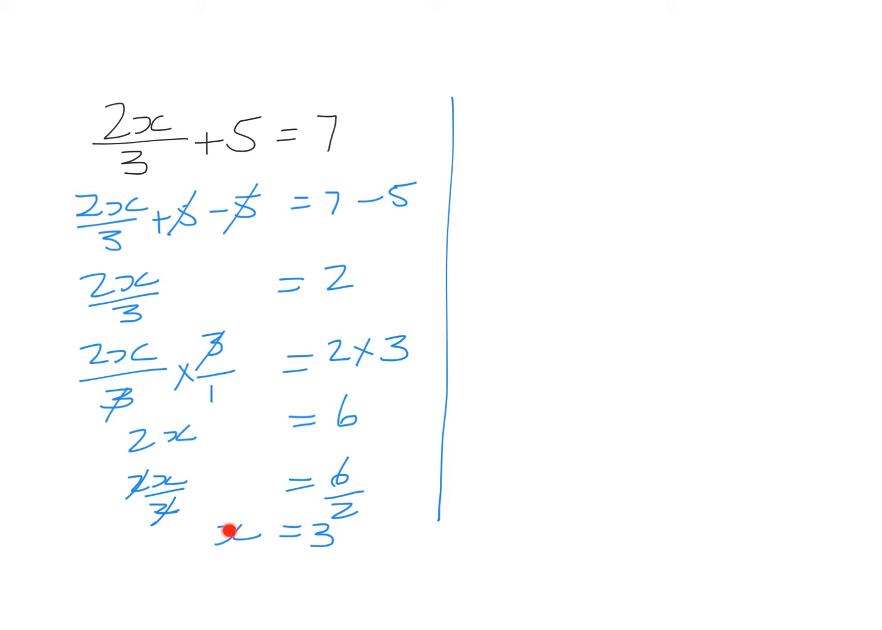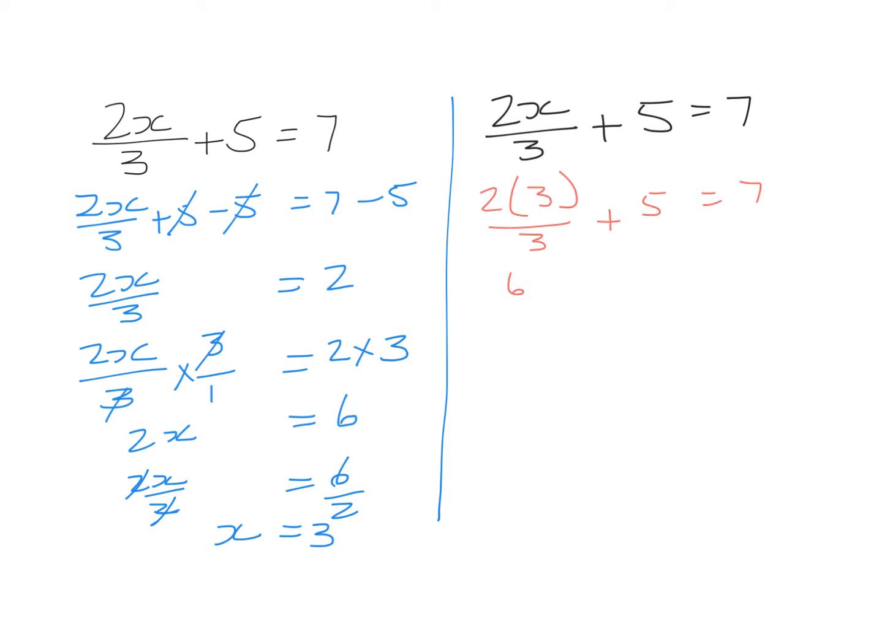So I now want to confirm that x is 3 by putting it into the original equation. So 2 times 3 over 3 plus 5 equals 7. Well, 2 3s are 6 over 3 add 5 equals 7. How many times does 3 go into 6? It goes in twice. 2 plus 5 equals 7. So 2 and 5 is 7 equals 7. My answer is correct.